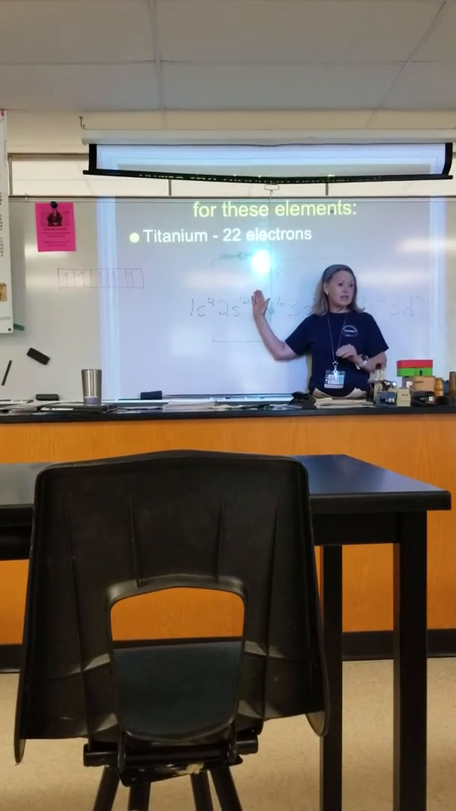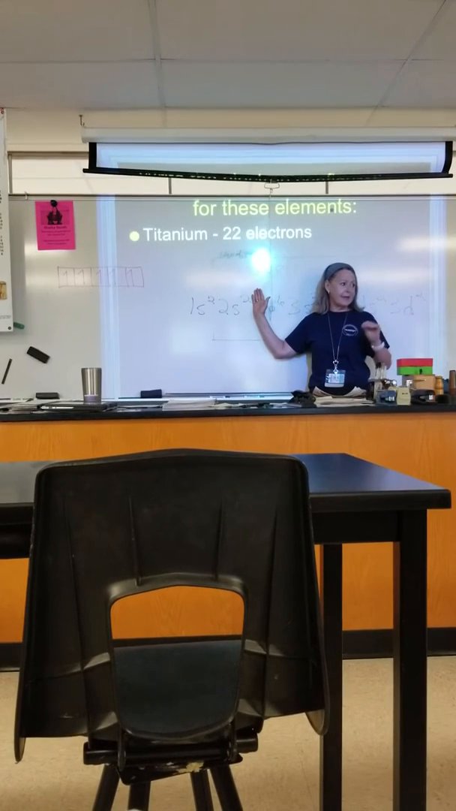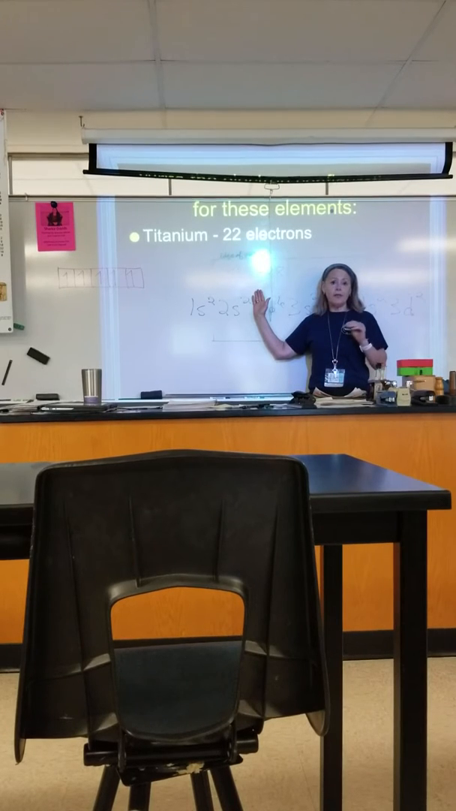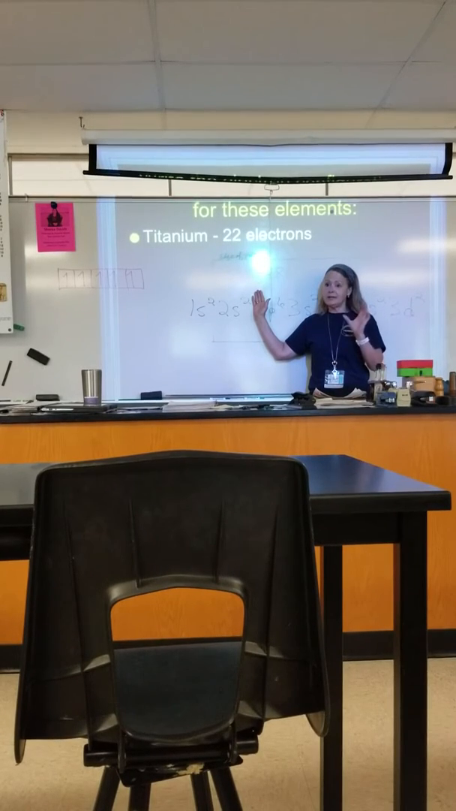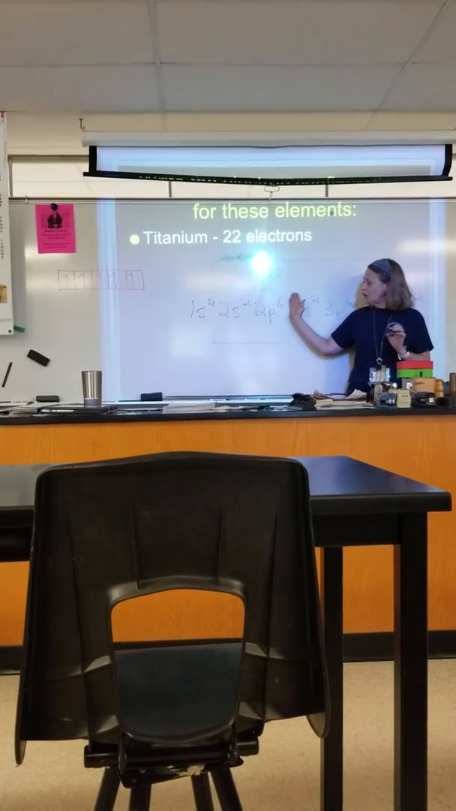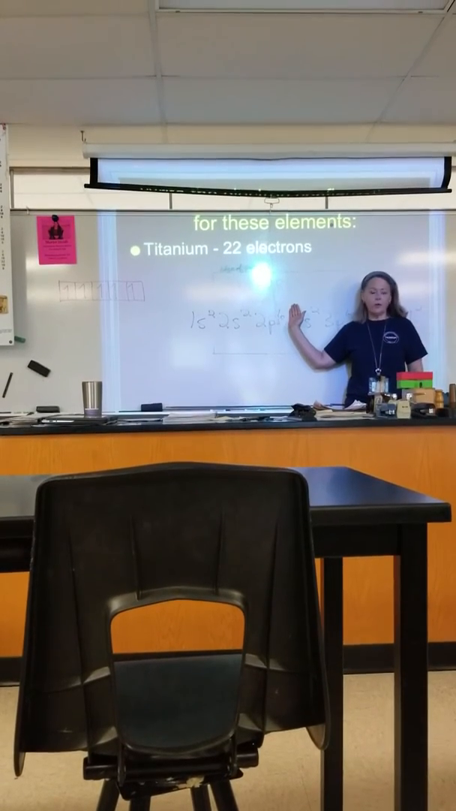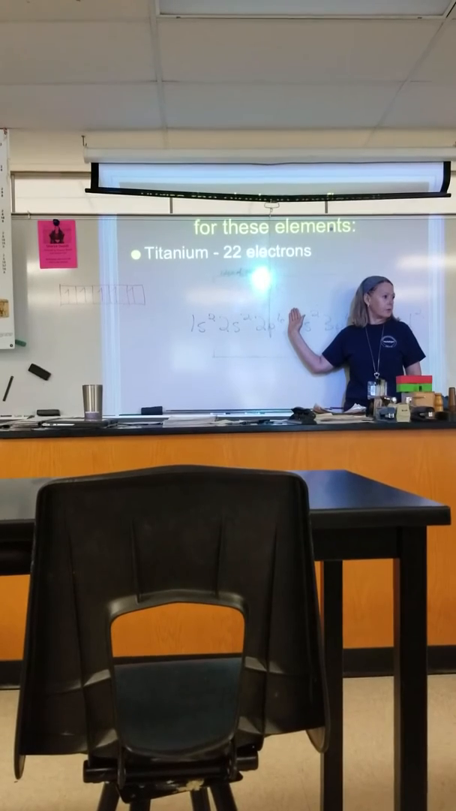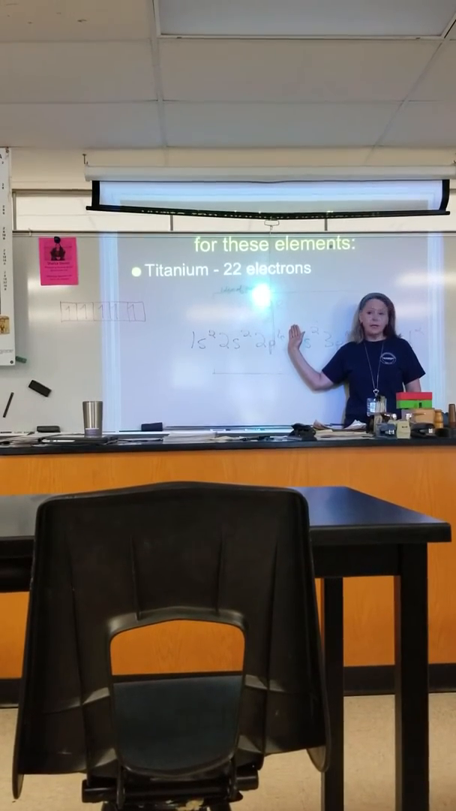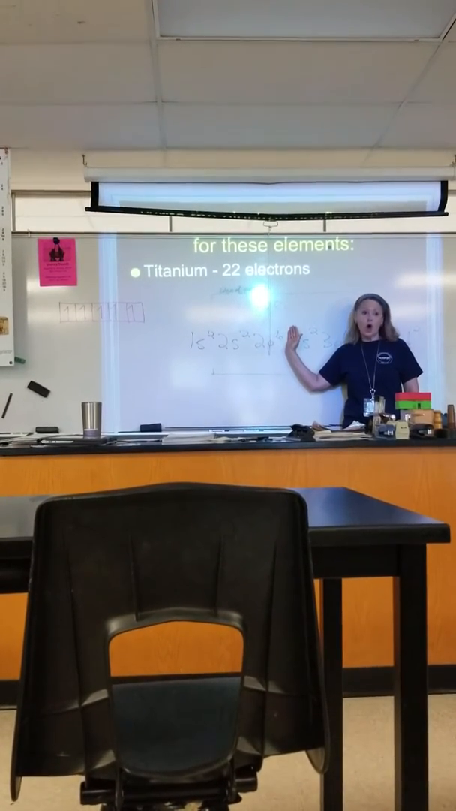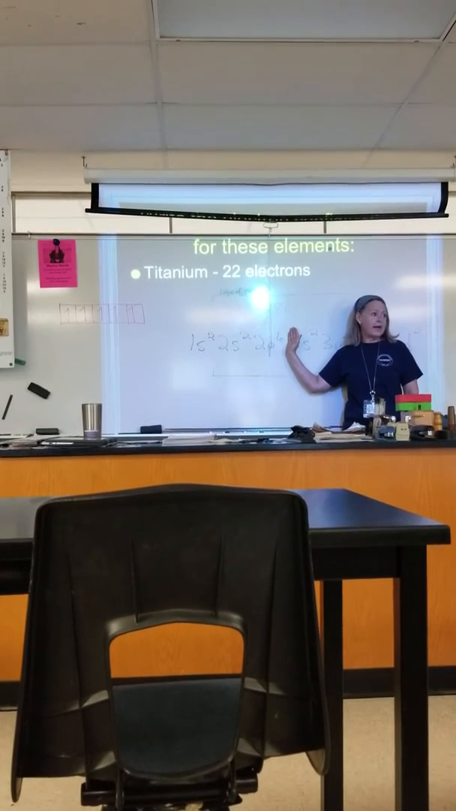Now my 2s is full, what's next? Move to the next element, which is boron, correct? Boron through neon is what sublevel? 2p, and it's full, because I have to go all the way to 2p6. Got that one? True or false? The second row is full. True, we're at neon.